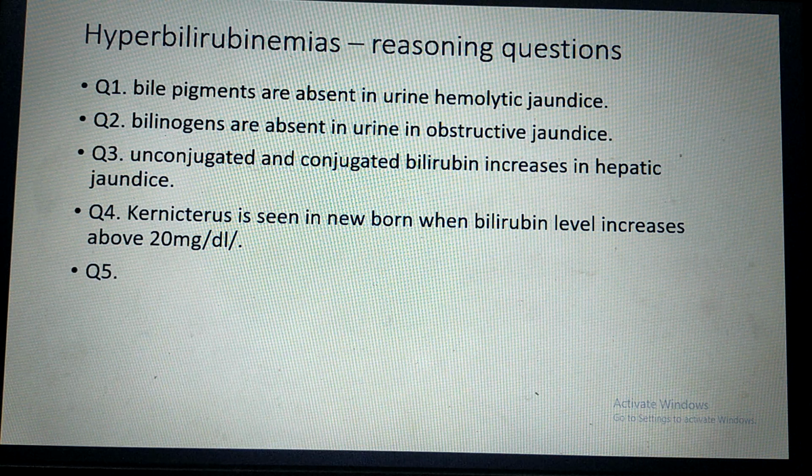Kernicterus is seen in newborn infants when bilirubin level increases above 20 mg per deciliter. In kernicterus, mainly the bilirubin is unconjugated bilirubin, and the blood-brain barrier of the baby is immature, so the unconjugated bilirubin crosses the blood-brain barrier. As unconjugated bilirubin is lipophilic, it easily diffuses into the tissues of the brain and gets deposited in the brain, leading to a condition called kernicterus.